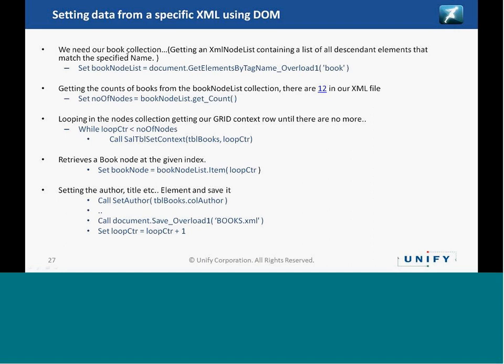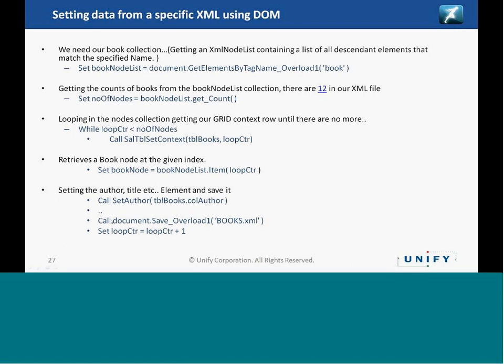We need our book collection again. So this is exactly the same as the previous slide that I showed. The only difference is going to be in the loop. We're only going to do a set context. Of course, we don't create a column because we want to save, right? And we're going to retrieve a book node at the given index. That's exactly the same as the previous slide. And then we're simply going to call set author and title and so on.